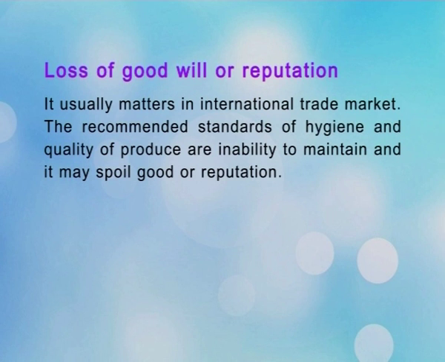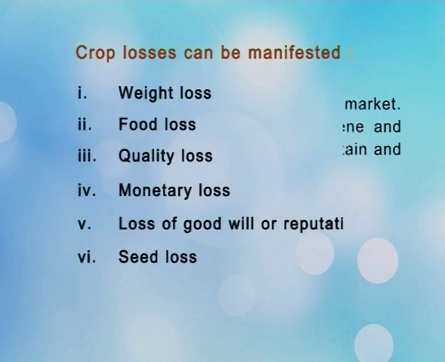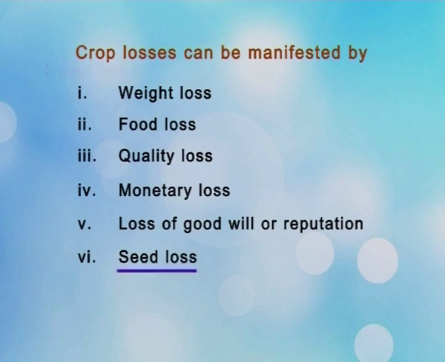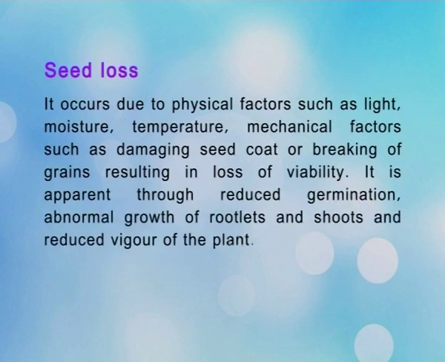The recommended standards of hygiene and quality of produce are not maintained, and it may spoil goodwill or reputation. Next, number 6, seed loss. It occurs due to physical factors such as light, moisture, temperature, and mechanical factors such as damaging the seed coat or breaking of grains, resulting in loss of viability. It is apparent through reduced germination, abnormal growth of rootlets and shoots, and reduced vigor of the plant.